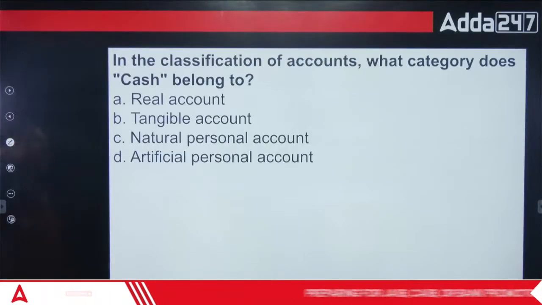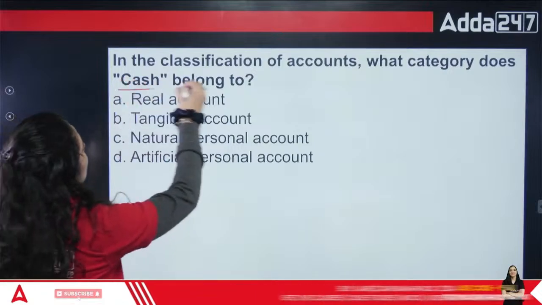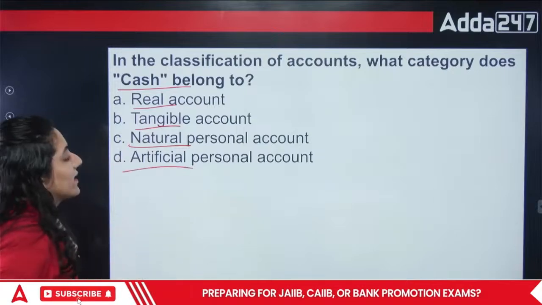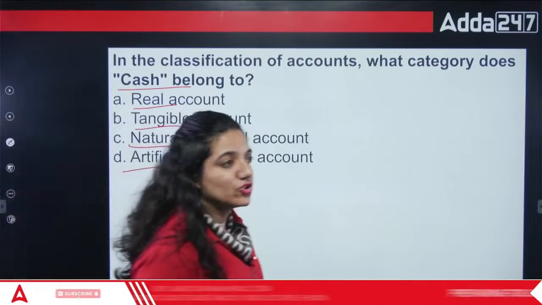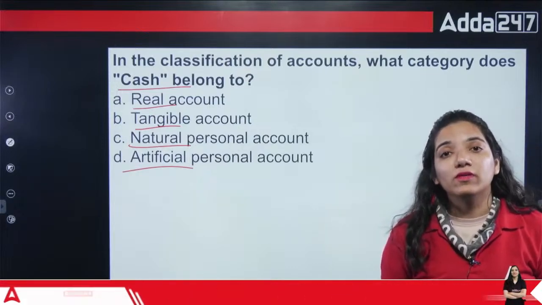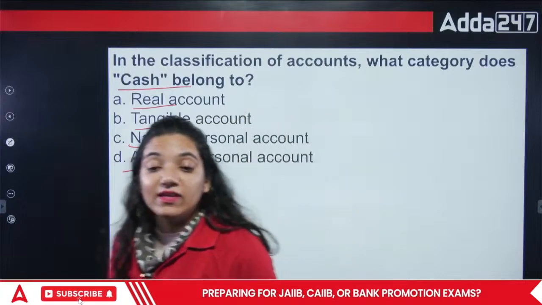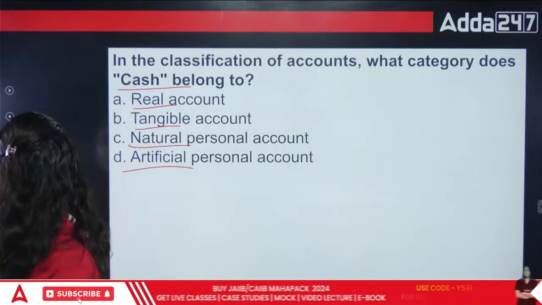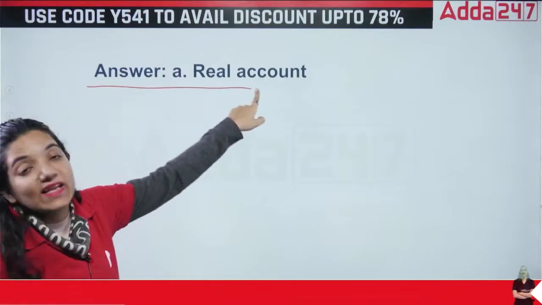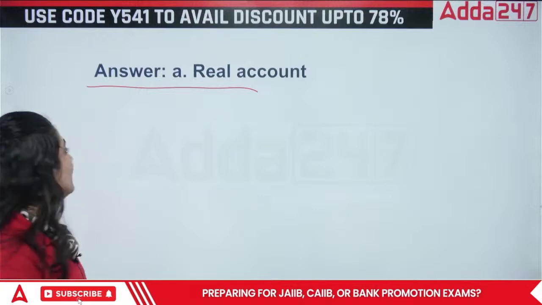Next question. In the classification of accounts, what category does cash belong to? Real, tangible account, natural personal, or artificial personal account? Cash is actually an asset through which we earn more, isn't it? So in this case, in the classification of account, what category does cash belong to? Cash belongs to the area of real account, everyone. This is a tangible asset, right? An asset which can be touched by us.